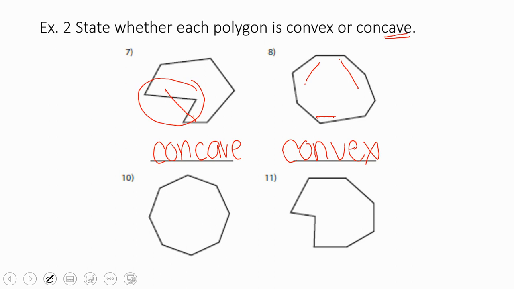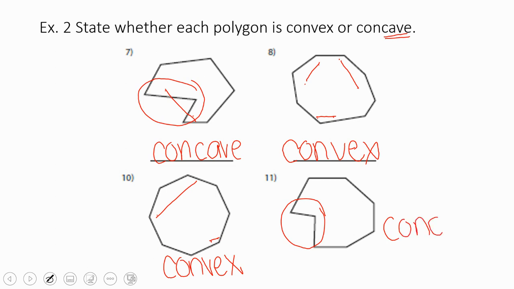Number 10, again, nowhere caves in. I can pick any 2 points, and they're never going to leave the outside. That is convex. Number 11, caves in. That is concave. I can pick 2 points and connect them, and it goes outside of the polygon. Again, these are all polygons. We're just classifying whether they're convex polygons or concave polygons.